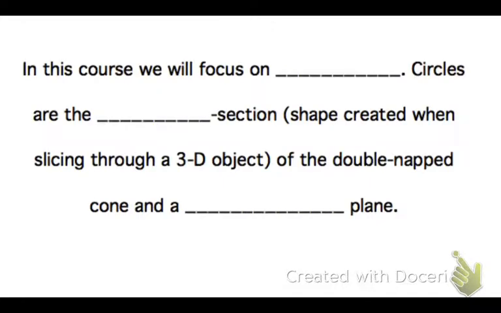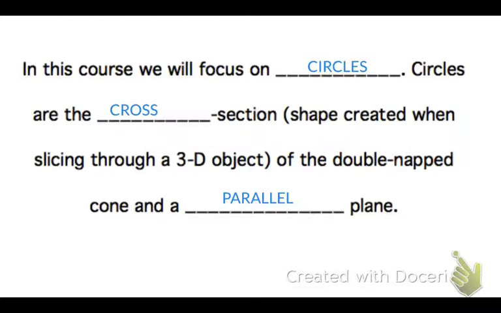So in this course, we're going to focus on circles, which are the cross section. Remember, a cross section is created when we slice through a three-dimensional object, and then we look at the two-dimensional object that's created. And a parallel plane, so a plane parallel to the base. If you go back to the previous slide, you'll see that that plane is cutting that cone parallel to the base, and that would create our circle.